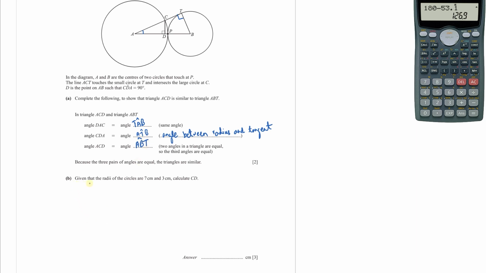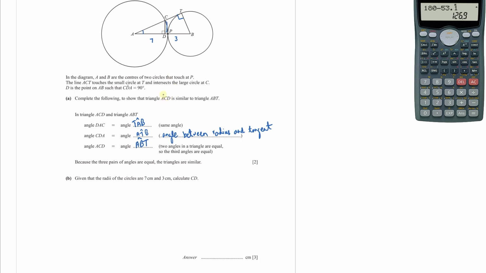Part B is given that the radii of the circles are 7 and 3 centimeters. So this radius AP will be 7 of the larger circle, and this here is 3, BP, which is the radius of the smaller circle. Calculate the length CD. So you need to calculate this length here in the smaller triangle. So you can use the property that the ratio of the sides of similar triangles are equal.